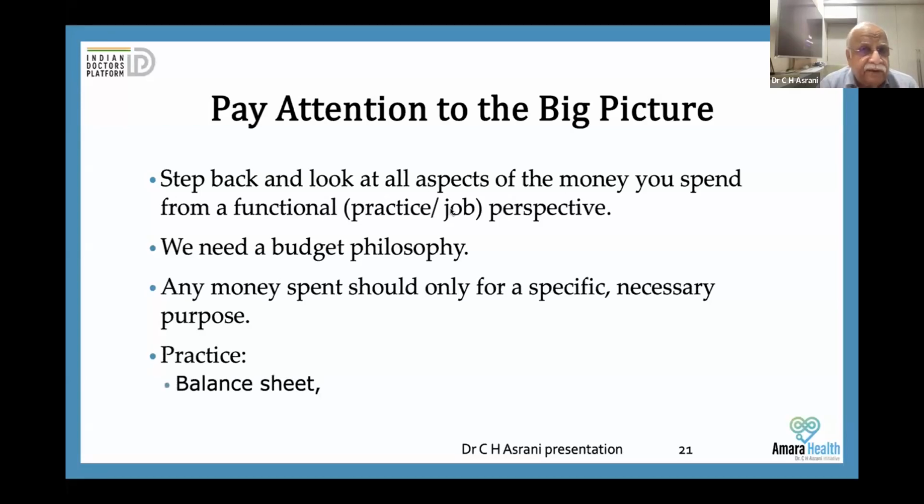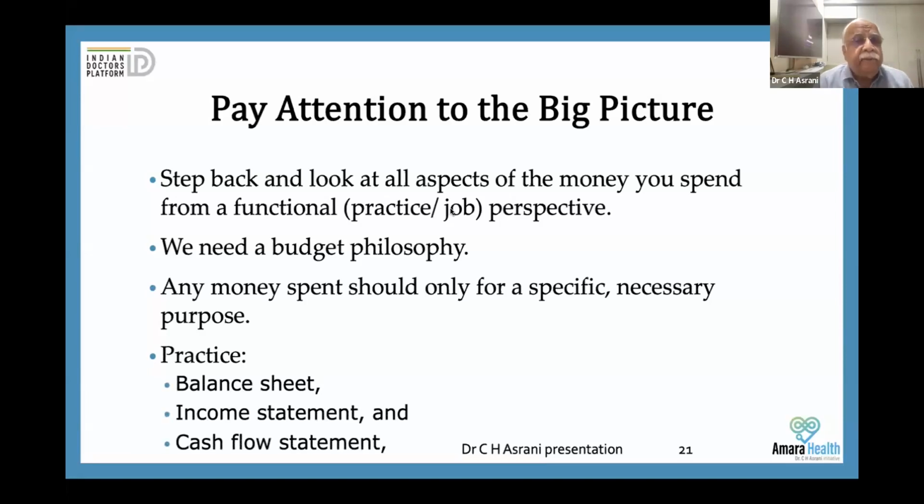There are three things which we are not aware of, but we should gradually learn: a balance sheet, an income statement, and cash flow statement. I'm not going to bore you with financial knowledge. All I'm saying is, I want to give you an insight. Am I aware this much about my practice?